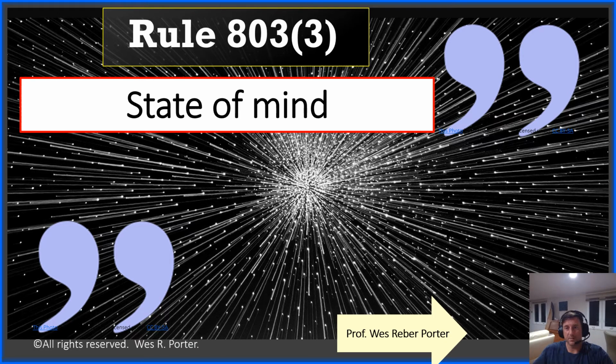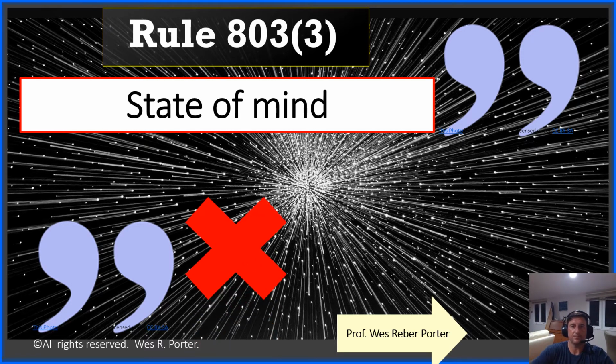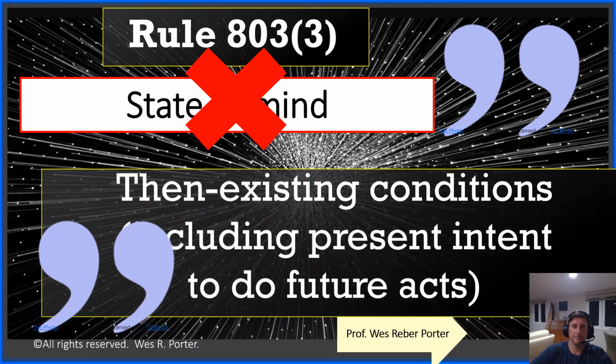Even before you get to the present intent to do a future act, which is part of this rule 803.3, it has to do with my then existing physical state, my then existing emotional state, my then existing mental state. It's much more broad than my state of mind. So I really don't like when it's collapsed and narrowed to just state of mind. And then, of course, we have my present intent to do a future act, my plan, and what I'm going to do next. So we dump it.